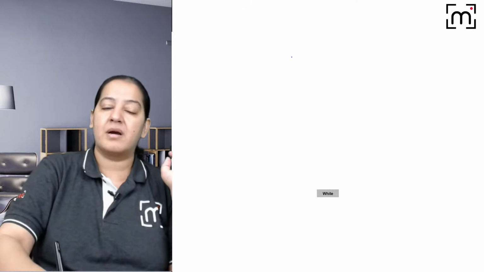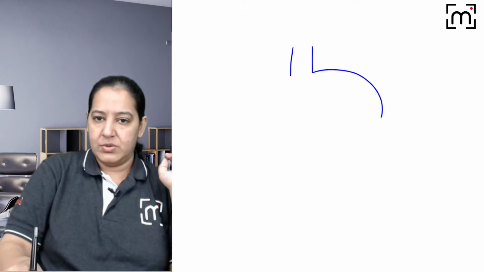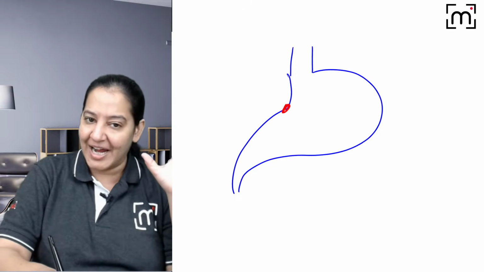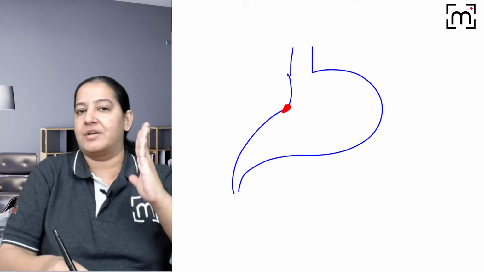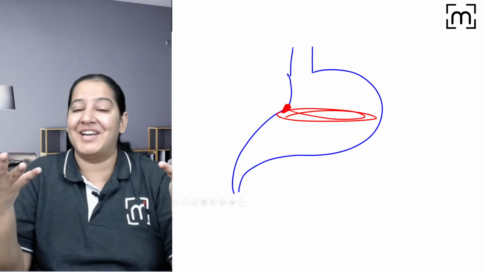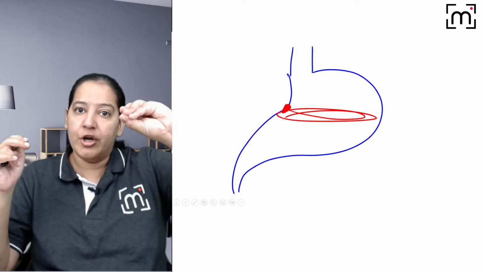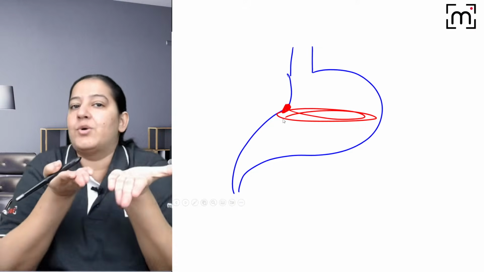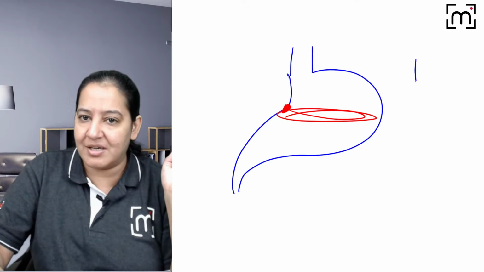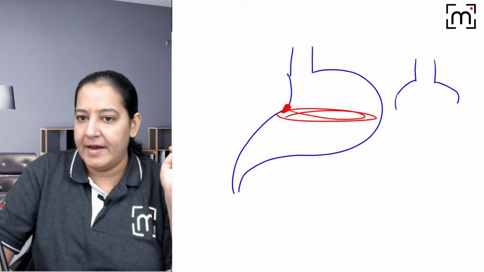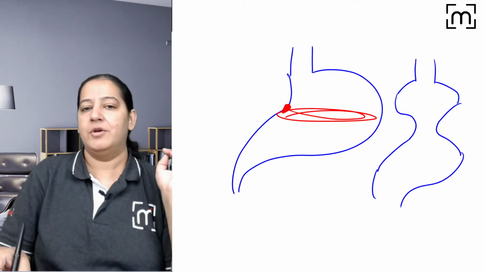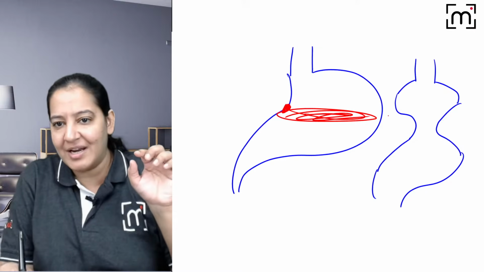So let me draw the stomach again to explain this. Again, where is the ulcer? On the lesser curvature. Last time I did the longitudinal contracture. This time I am doing the transverse contracture. I don't know whether I'm able to make you understand, yes or no. This time it's not longitudinal, not vertical, it's horizontal. It's transverse contracture. So because of this transverse contracture, the stomach will be like this. You got my point? And this is the duodenum. Because of this contracture, it is leading to this.